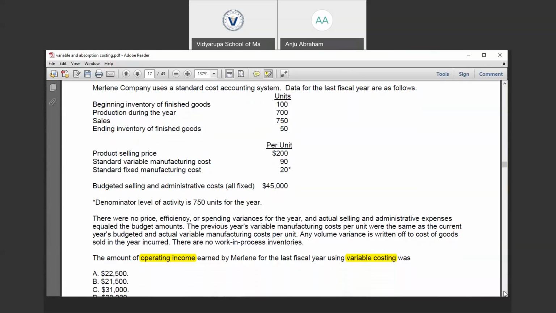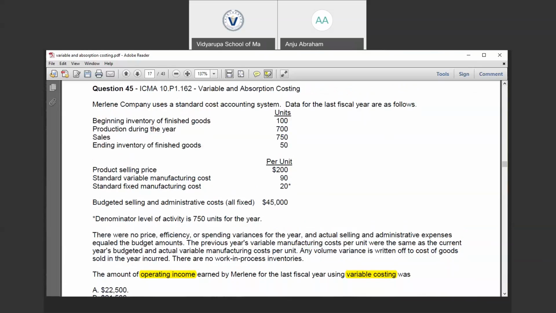There were no price efficiency or spending variances for the year, and actual selling and administrative expenses equal the budgeted amounts. The previous year's variable manufacturing cost per unit were the same as the current year's budgeted and actual variable manufacturing cost per unit. Any volume variance is written off to cost of goods sold in the year incurred. There are no work in process inventories. So the amount of operating income earned by Merlin for the last fiscal year, we are using variable costing.